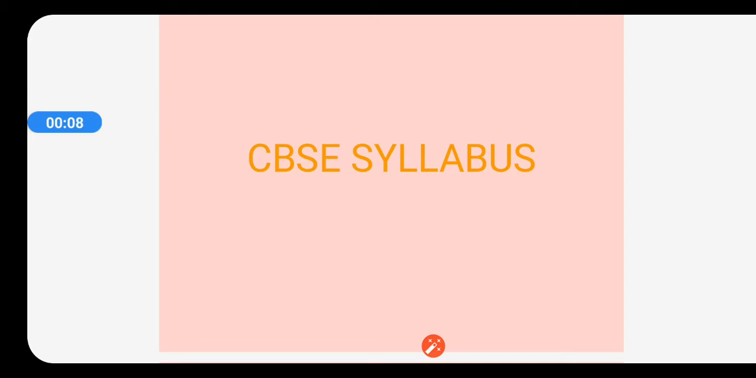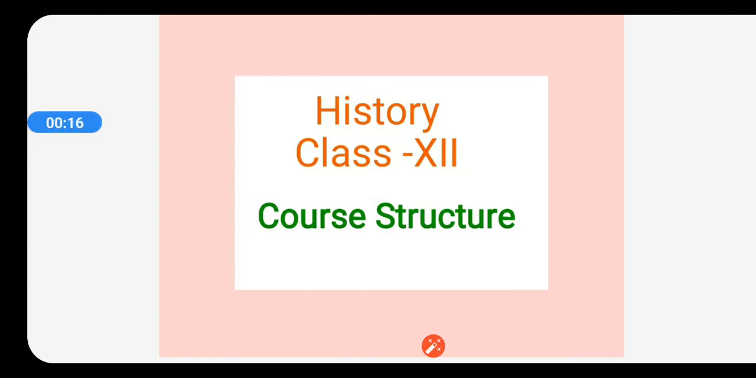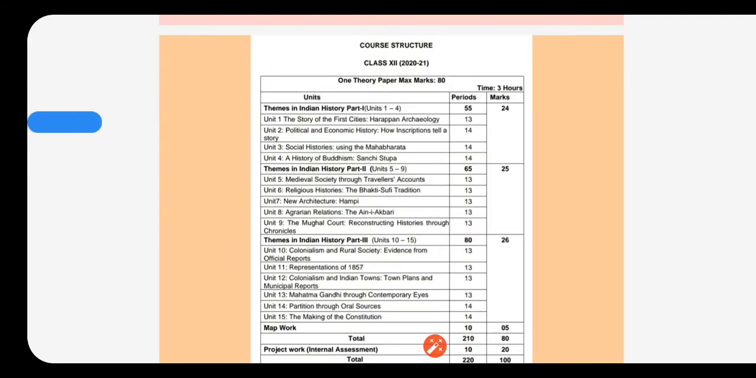Here I am going to define the syllabus of class 12 history. In class 12 history, your course structure is divided in two parts. The exam paper will be of 100 marks, that is divided in two parts, 80 marks for your theory paper and 20 marks for your project work.